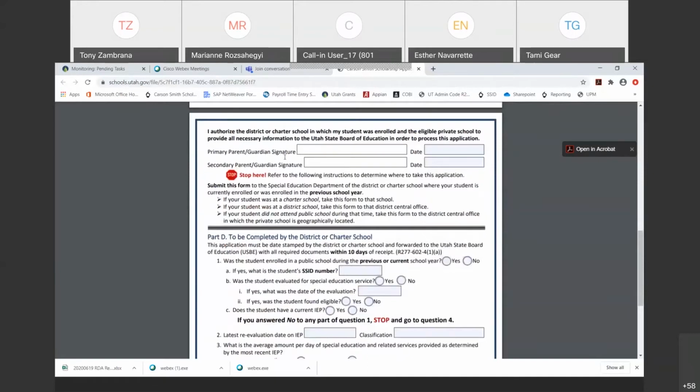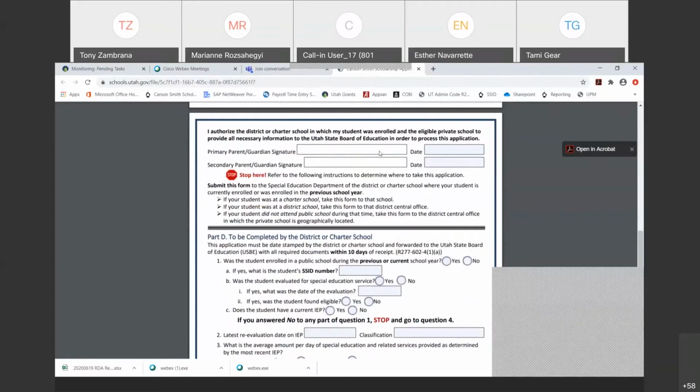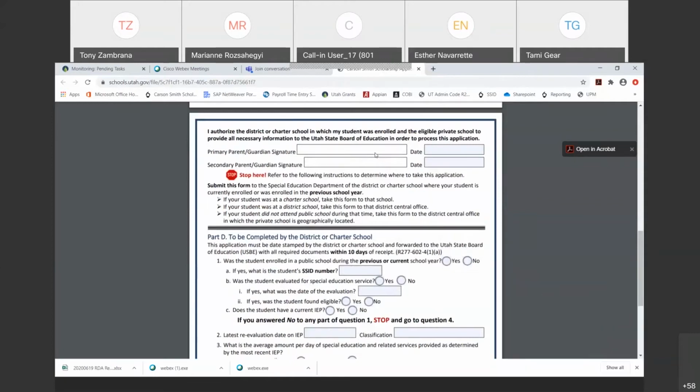Again, we kind of went over this, but there has to be a signature here from at least one parent. And if you want both parents to be able to sign off on the checks, then we need the signatures of both parents. The application will be considered complete though if we only have one parent's signature and date. Did I see any questions pop up there?